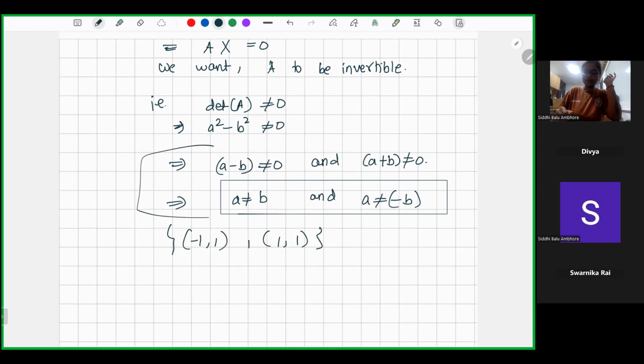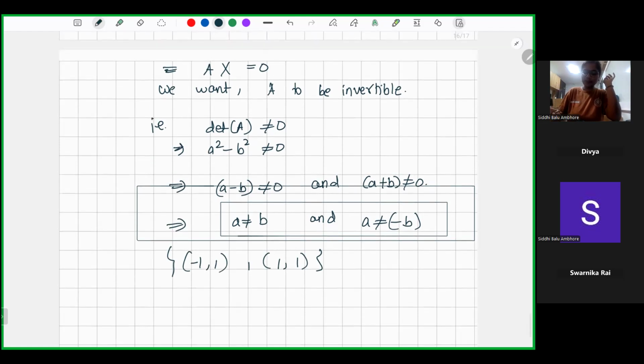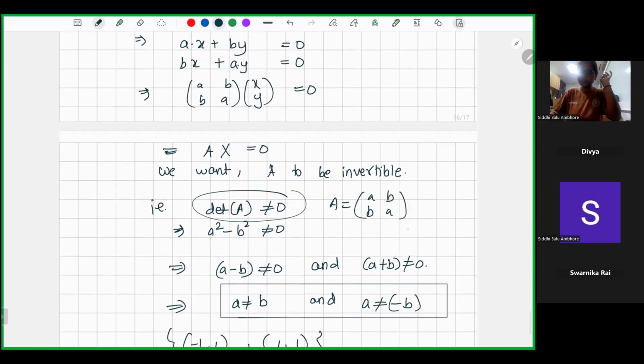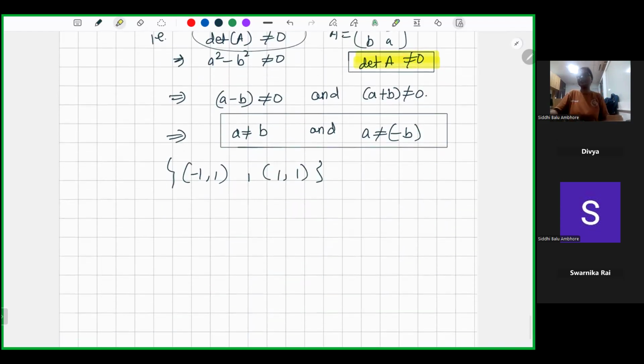So forget about this. The basis for this, the entire thing, is that the determinant of this A, which is A, B, B, A, must be non-zero. This is my main condition. Forget about the dependence and independence of A being minus A minus B, B minus A. This must be the main condition which it should follow. Okay, so let us move to the next question.